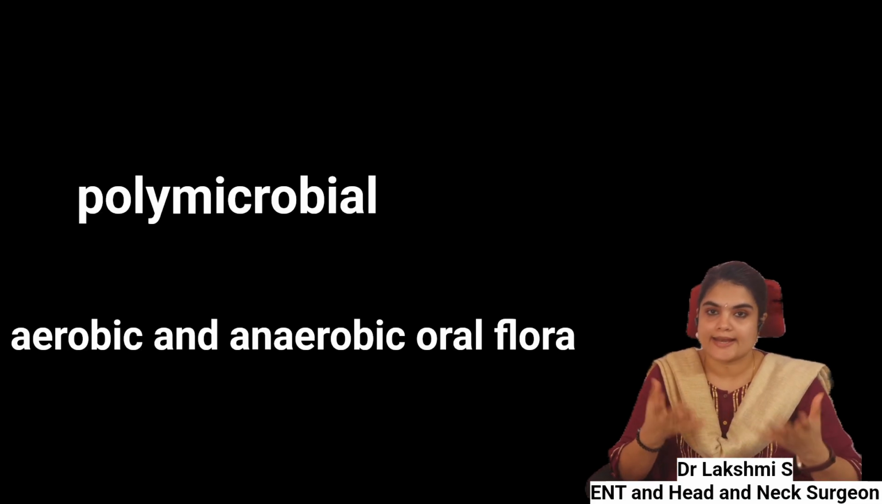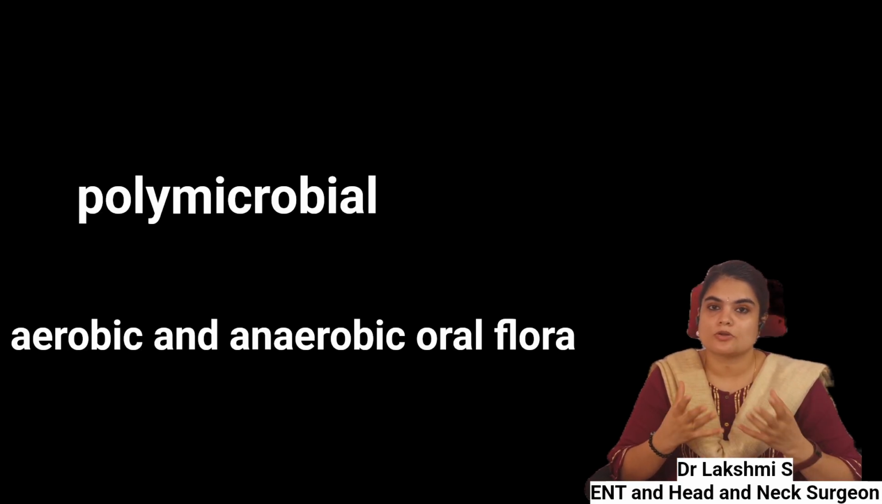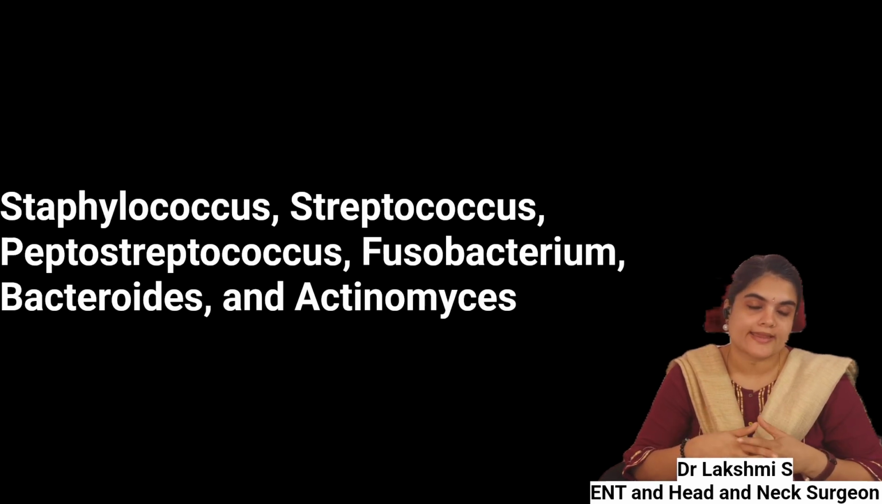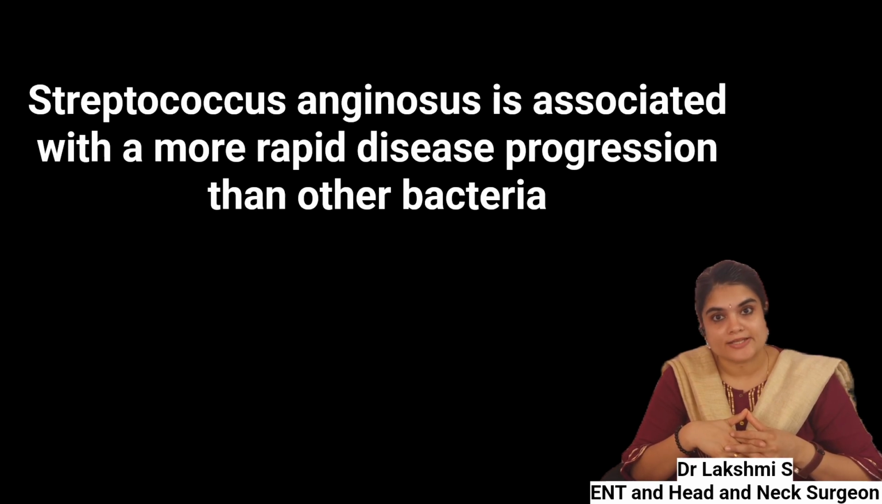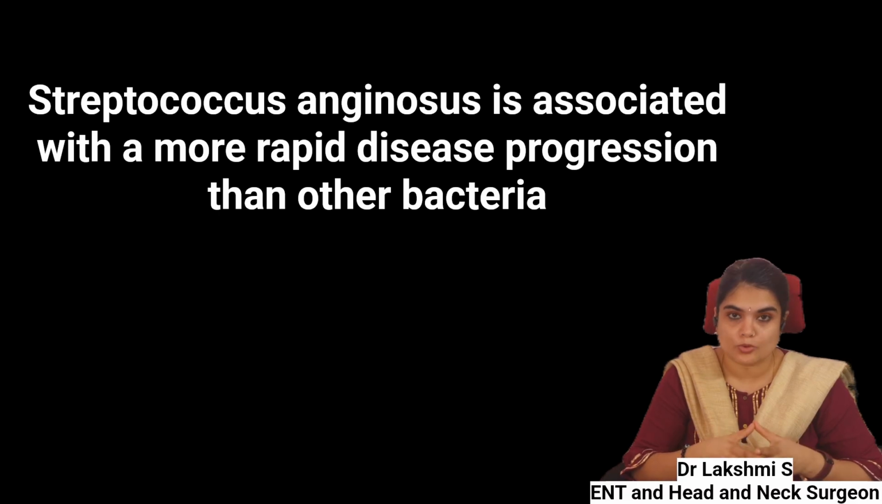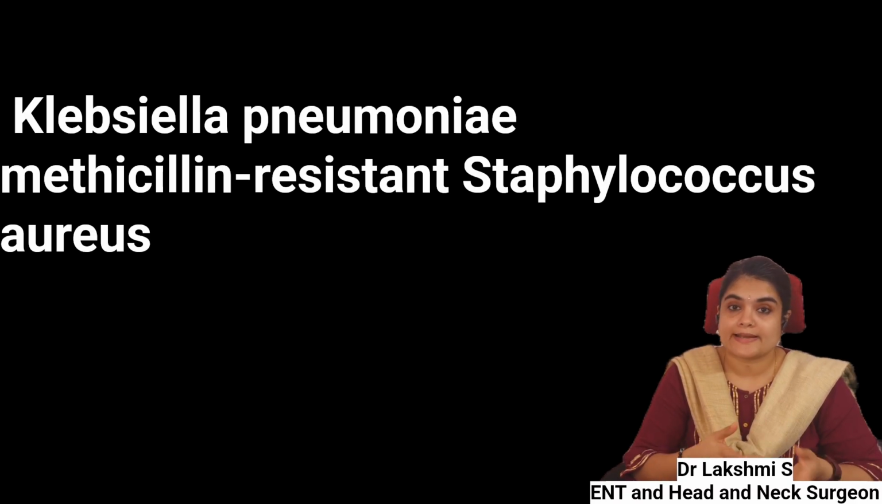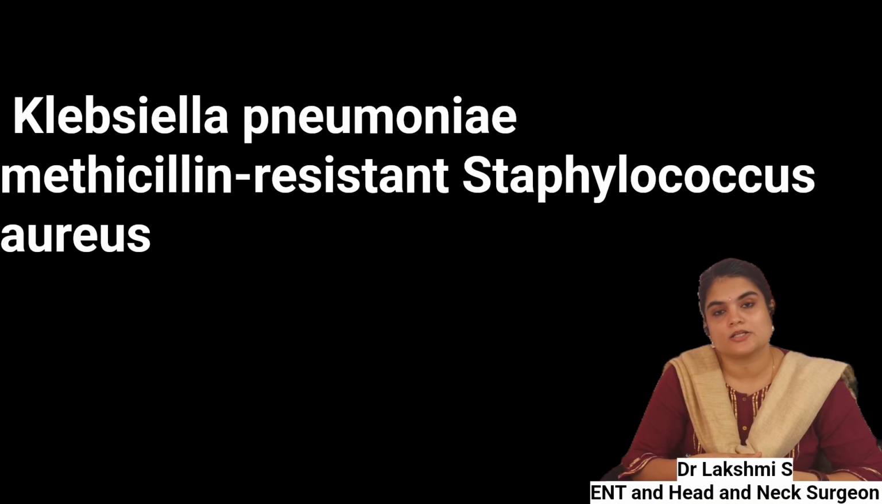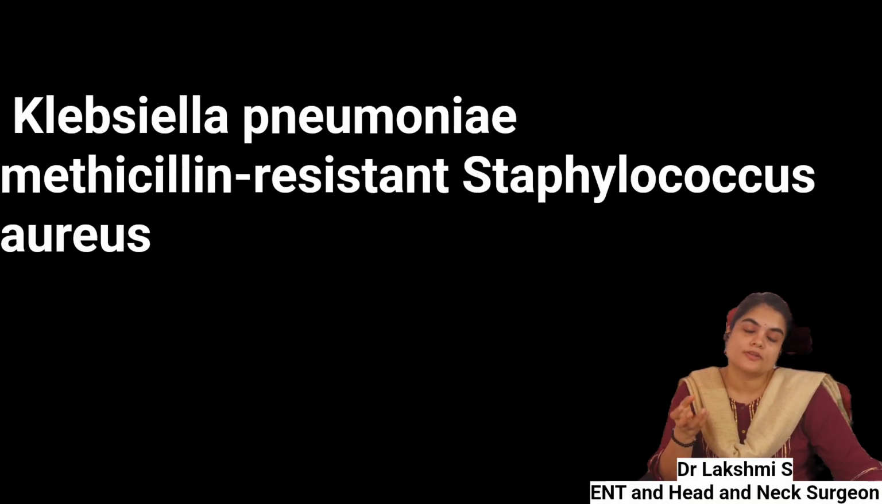What is the microbiology? It is a polymicrobial infection. It can be aerobes and anaerobes causing the infection. The most common are Staphylococcus, Streptococcus, and Bacteroides, all can be involved. Streptococcus anginosus is involved in more rapid progression. And also in diabetic and immunocompromised patients, Klebsiella is also isolated from the culture. There is also risk of infection with MRSA in immunocompromised patients.